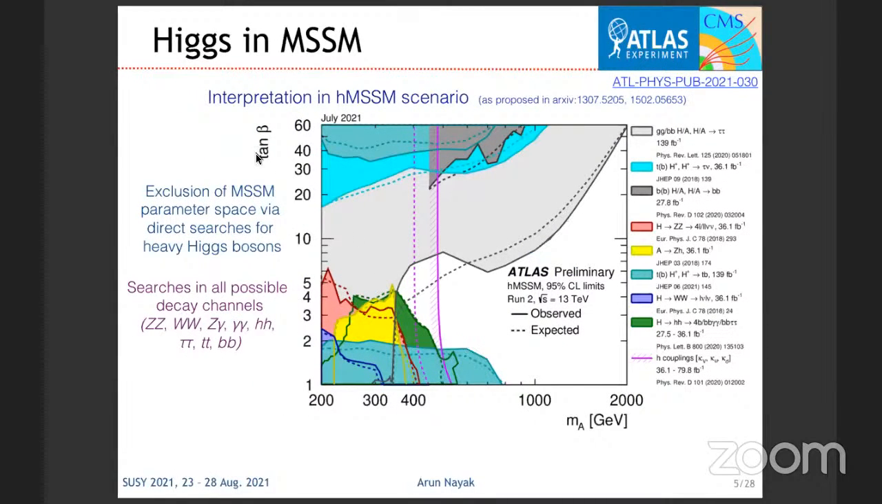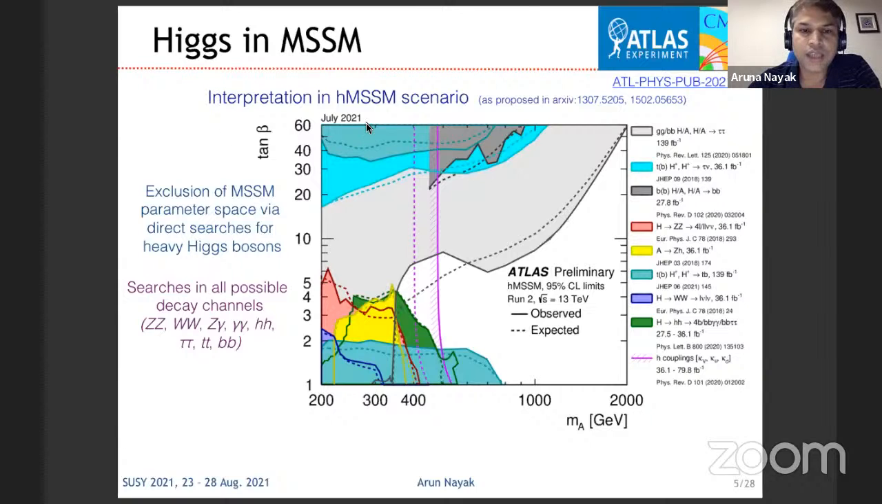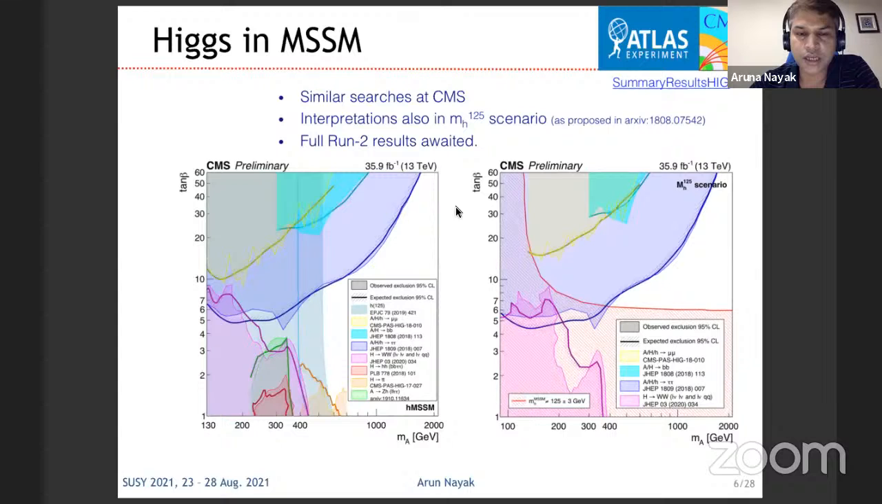Okay, so this is the summary of the searches for the Higgs boson in the MSSM interpreted in the hMSSM scenario. You can see that a large part of this parameter space is already excluded. For example, the gray regions are coming mostly from the Higgs to tau analysis, and the lower ones, the low tan beta ones, are coming mostly from the vector boson and other analyses. The remaining parameter space currently is in this region. Similar interpretations are there also from CMS. But these results are still with only 2016 data, and the results with the full data are still awaited. You can also see interpretations in alternative MSSM scenarios to the hMSSM, and there is another scenario called M_h^125.